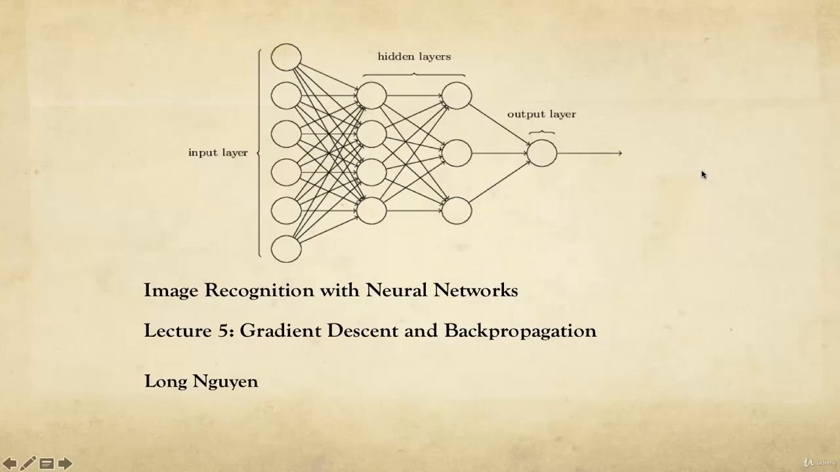Welcome to the lecture series on image recognition with neural networks. This is lecture 5, gradient descent and backpropagation.